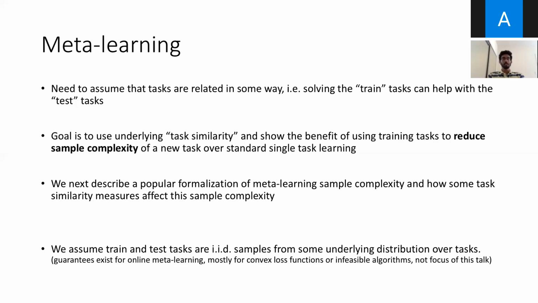Okay, and for the rest of the talk, we're going to assume that there is another connection between the tasks. The train and the test tasks are basically going to be IID samples from some underlying distribution over tasks. Note that this is not the only interesting setting in meta-learning. In fact, there has been work on online meta-learning empirically and in theory, and there are some guarantees for convex losses or even not necessarily convex losses, but sometimes they're infeasible algorithms. But that's not going to be the focus of this talk. We're going to focus on this distributional setting.